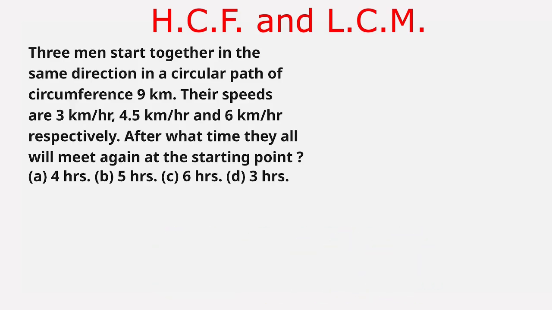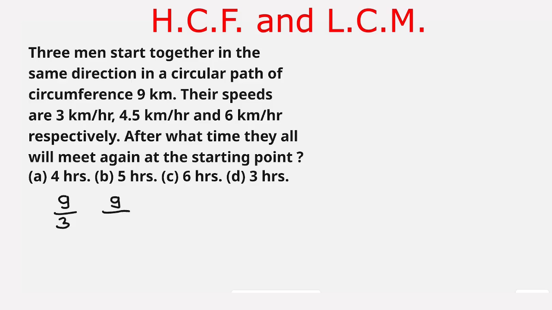We have to first find the time taken by each person in completing one circle, or one round, of a circular path of 9 km. So we divide the distance 9 km by their speeds. The first person completes one circle with the speed of 3 km per hour. So we divide 9 by 3.